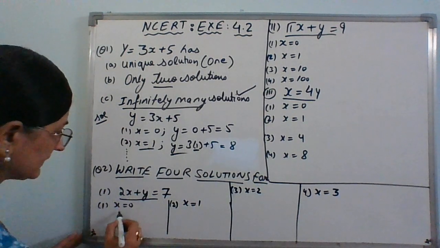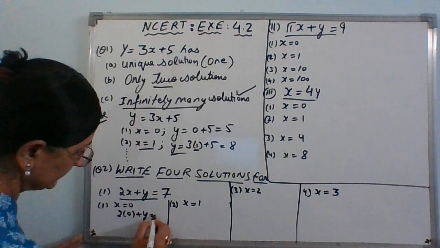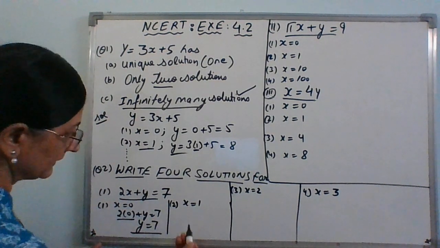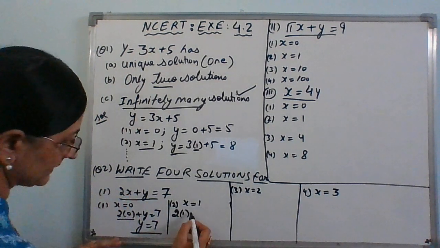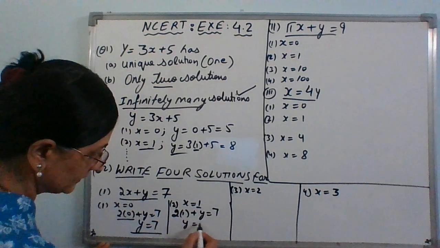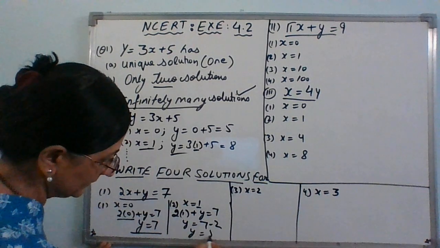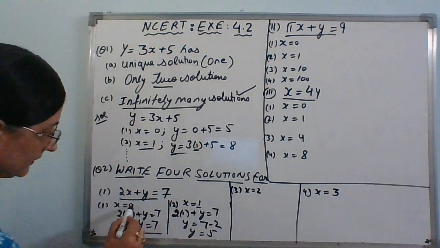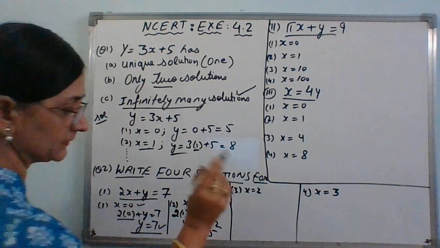Here in this equation, if you substitute x is 0, plus y is equal to 7. This becomes 0, so y is equal to 7. This is one solution, right? Here if you substitute x as 1, 1 plus y is equal to 7. So y is equal to 7 minus 1, and y comes out to be 6. So when we substitute x 1 we get y 6, when we substitute x 0 we get y 7. So these are the solutions, first, second, third one.